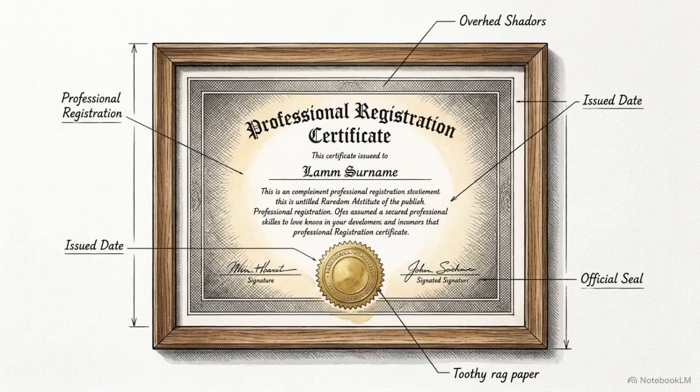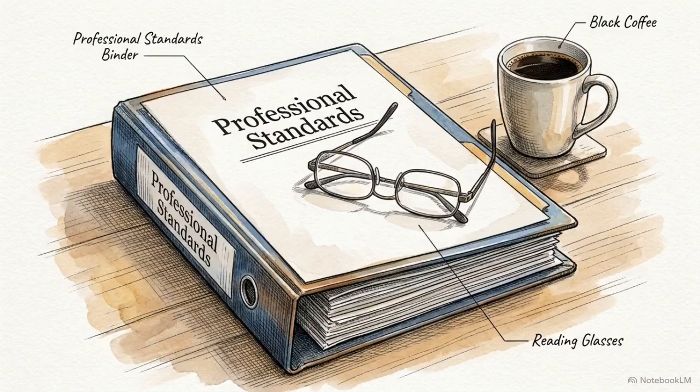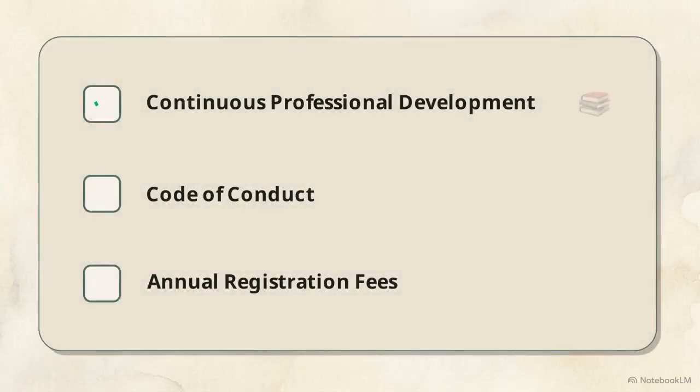Earning your professional certificate is a major milestone, but it is an ongoing commitment. Registered professionals must actively maintain their status throughout their careers. This requires completing Continuous Professional Development, or CPD, to keep your skills current. You must also uphold a strict code of conduct and pay annual registration fees to stay on the active roll.